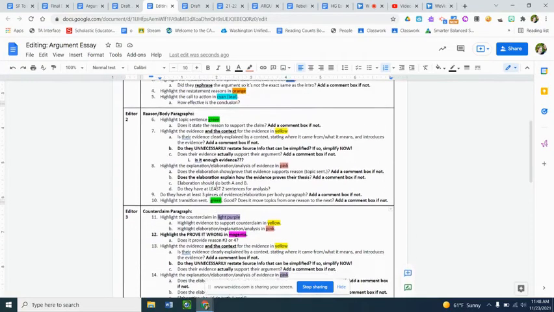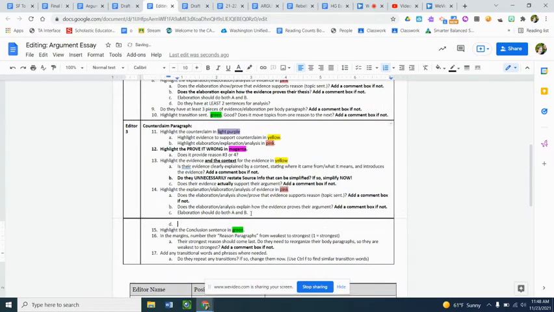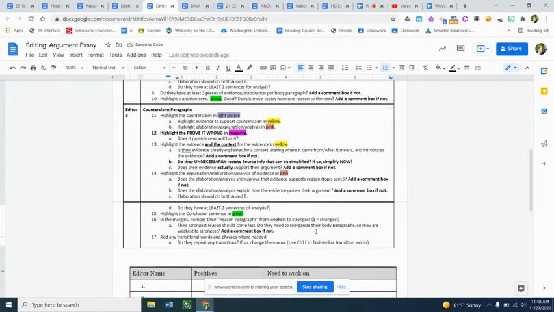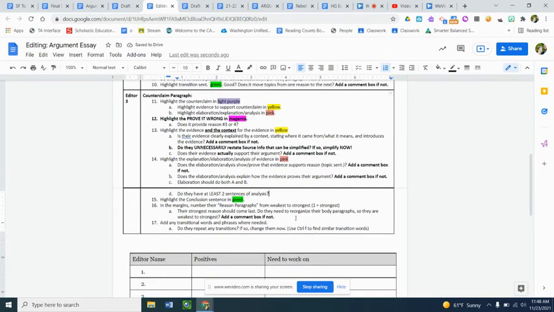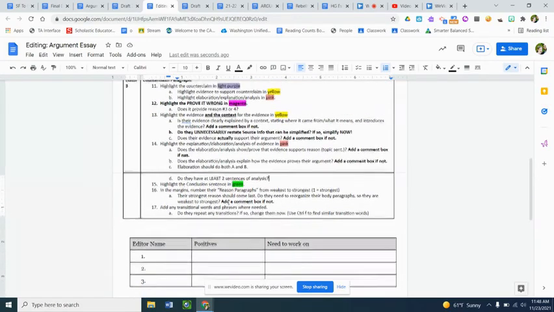And you're doing all the same things as editor 2. You're making sure their evidence and their analysis makes sense and is thorough. Do they have at least 2 sentences of analysis? And if not, tell them what they need to fix. Tell them what they need to add. If you don't know, tell them you don't know, but you know that they need another sentence. All right, that's perfectly okay. And then that is pretty much it.